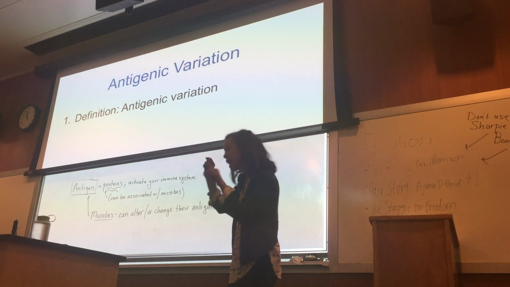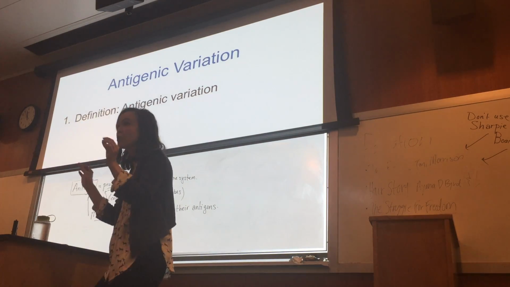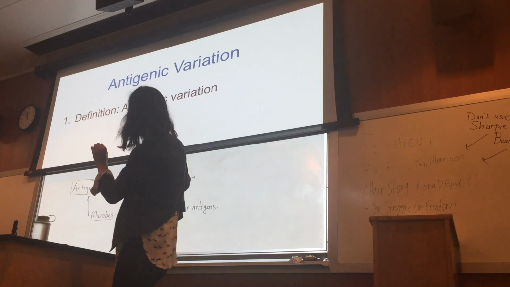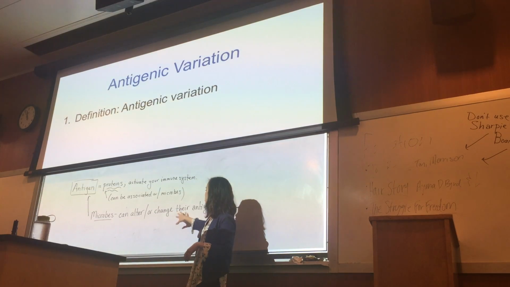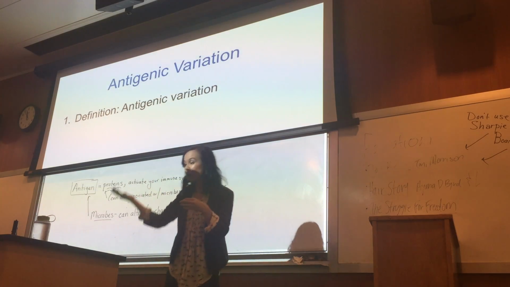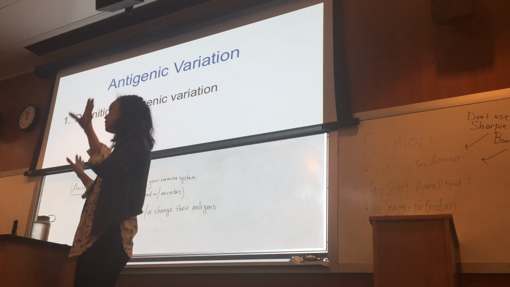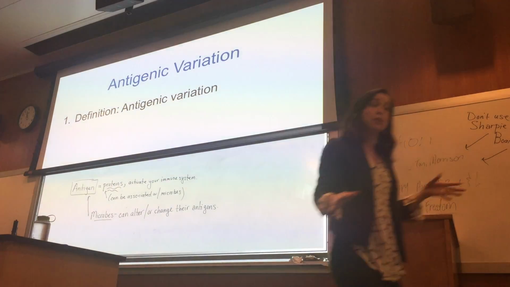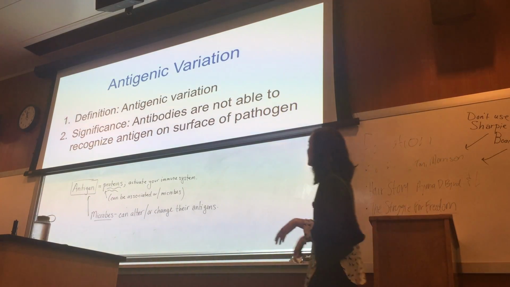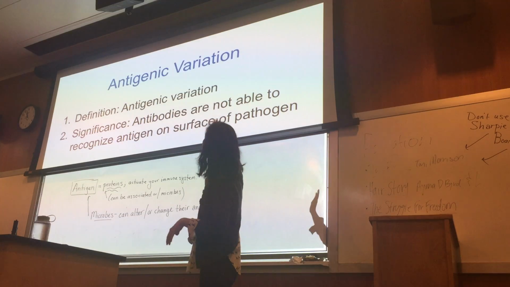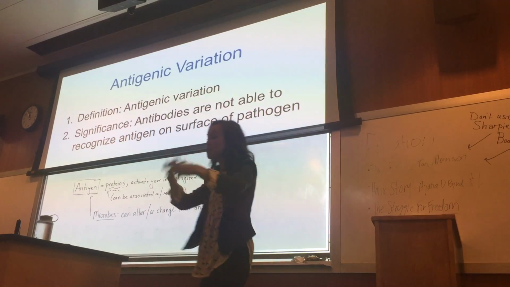And it doesn't have to be a big change. It could be just a minor change. But even then, since one HIV virus is slightly different from the next, your immune system sees it as totally different. So your immune system is always a step behind, because it isn't able to keep up.